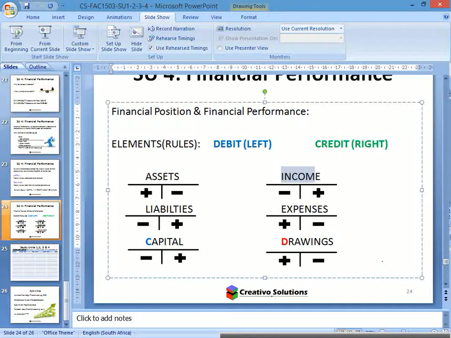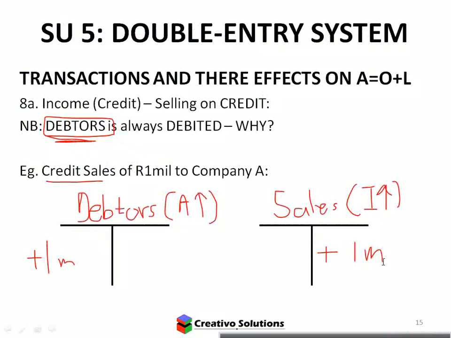You can have a debit and a credit that both represent a plus, or a debit and a credit that both represent a minus, or you can have a debit and a credit that alternate, so one plus and one minus. You don't always have to have a plus and a plus or a minus and a minus. So forget about that if you thought that. Just approach it the way that we've been doing it.